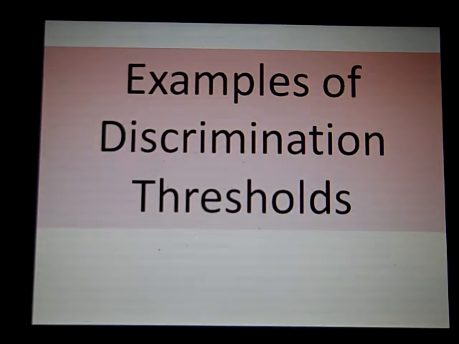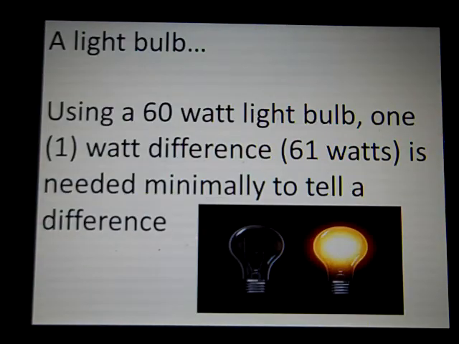Now, examples of discrimination thresholds. Again, we're talking about telling the difference between things. Using a 60-watt light bulb, 1 watt difference is needed minimally to tell a difference. If it's anything less than 1 watt, you're probably not going to be able to tell a difference. If you have dimmers in your home, you could set the light intensity or the brightness at a mid-level and slowly turn the knob. When you immediately notice that it's a little bit brighter in the room, then that's when you've hit your discrimination threshold. Okay.